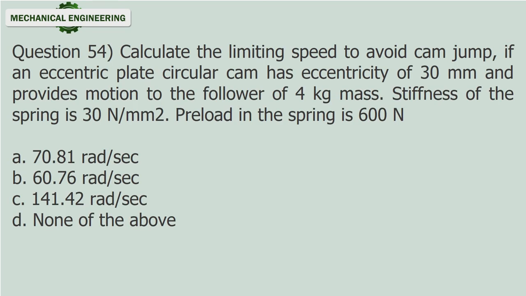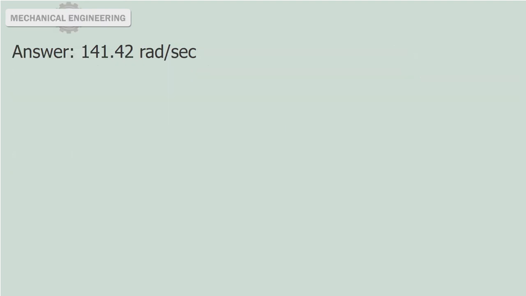Question 54. Calculate the limiting speed to avoid cam jump if an eccentric plate circular cam has eccentricity of 30 mm and provides motion to the follower of 4 kg mass. Stiffness of the spring is 30 N/mm. Preload in the spring is 600 N. A. 70.81 rad per second. B. 60.76 rad per second. C. 141.42 rad per second. D. None of the above. Answer: 141.42 radians per second.